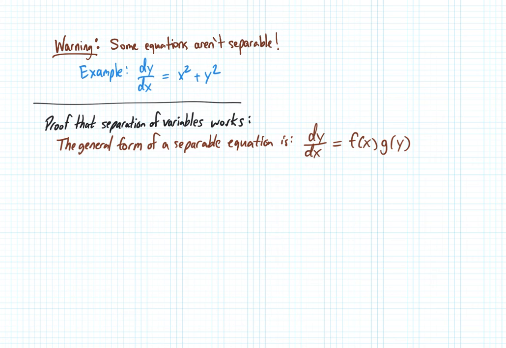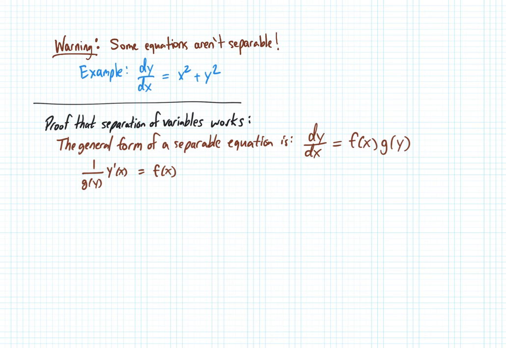So the general form of a separable equation is dy/dx is equal to f of x times g of y. So this just means that the right side of the equation has some function of x times some function of y. And this is separable because we can divide the function of y over to the left and then multiply the dx over to the right, and then we get everything with y on one side and everything with x on the other side. So every separable equation has this form.